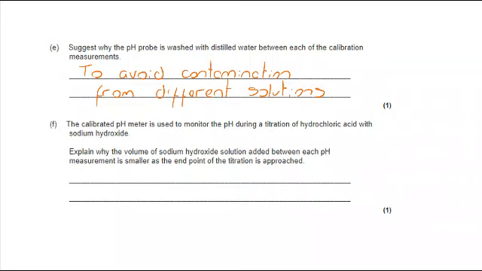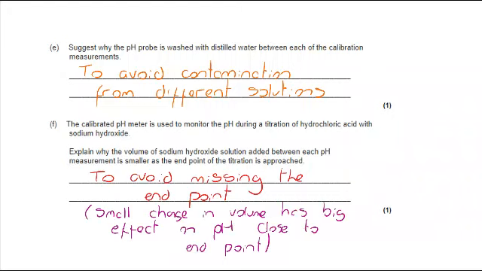Explain why the volume of sodium hydroxide solution added between each pH measurement is smaller at the end as the end point of the titration is approached. So you'll know this from probably one of the first titrations that you did back in year 12, that once you get near to your endpoint you've found in your rough titre, you will add dropwise. It's because you don't want to miss the endpoint.